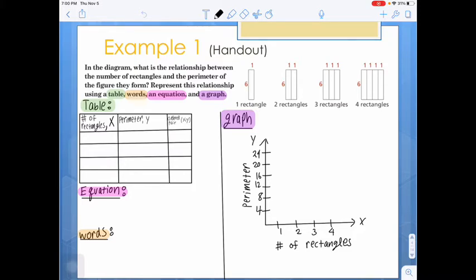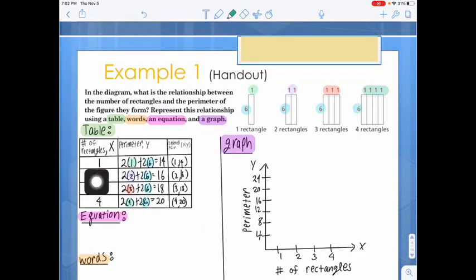As you can see, I've already set up where I'm going to write my table, my graph, my equation, and words. We're going to use these images up in the top right. The first one we're going to look at is a table. We're going to look at number of rectangles as our independent variable, so we get to choose how many rectangles we want, and that will determine the perimeter, y. Then we'll just write the ordered pair. In our table, we have 1 rectangle, 2 rectangles, 3 rectangles, and then 4 rectangles, so that will be our 4 x values. The perimeter depends on how many rectangles we have.